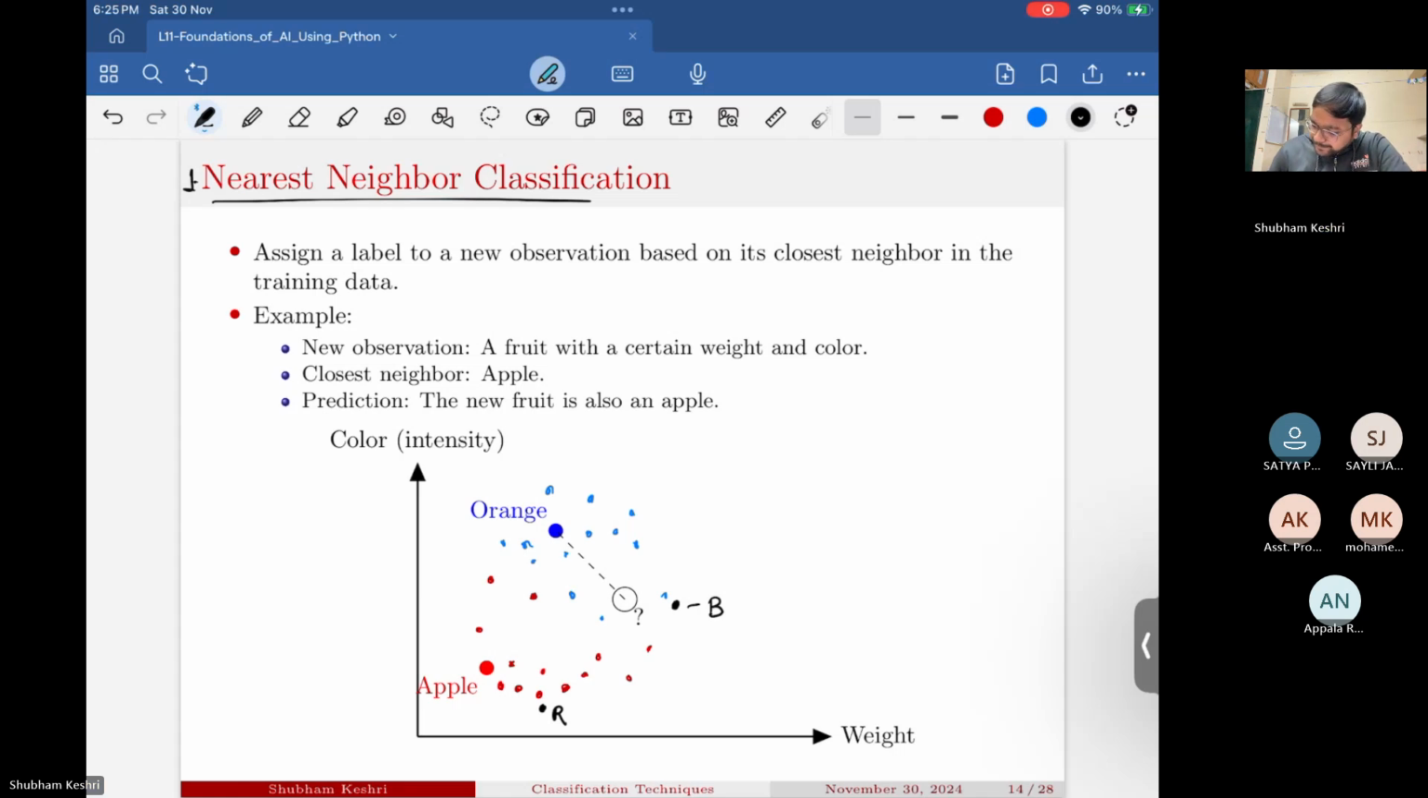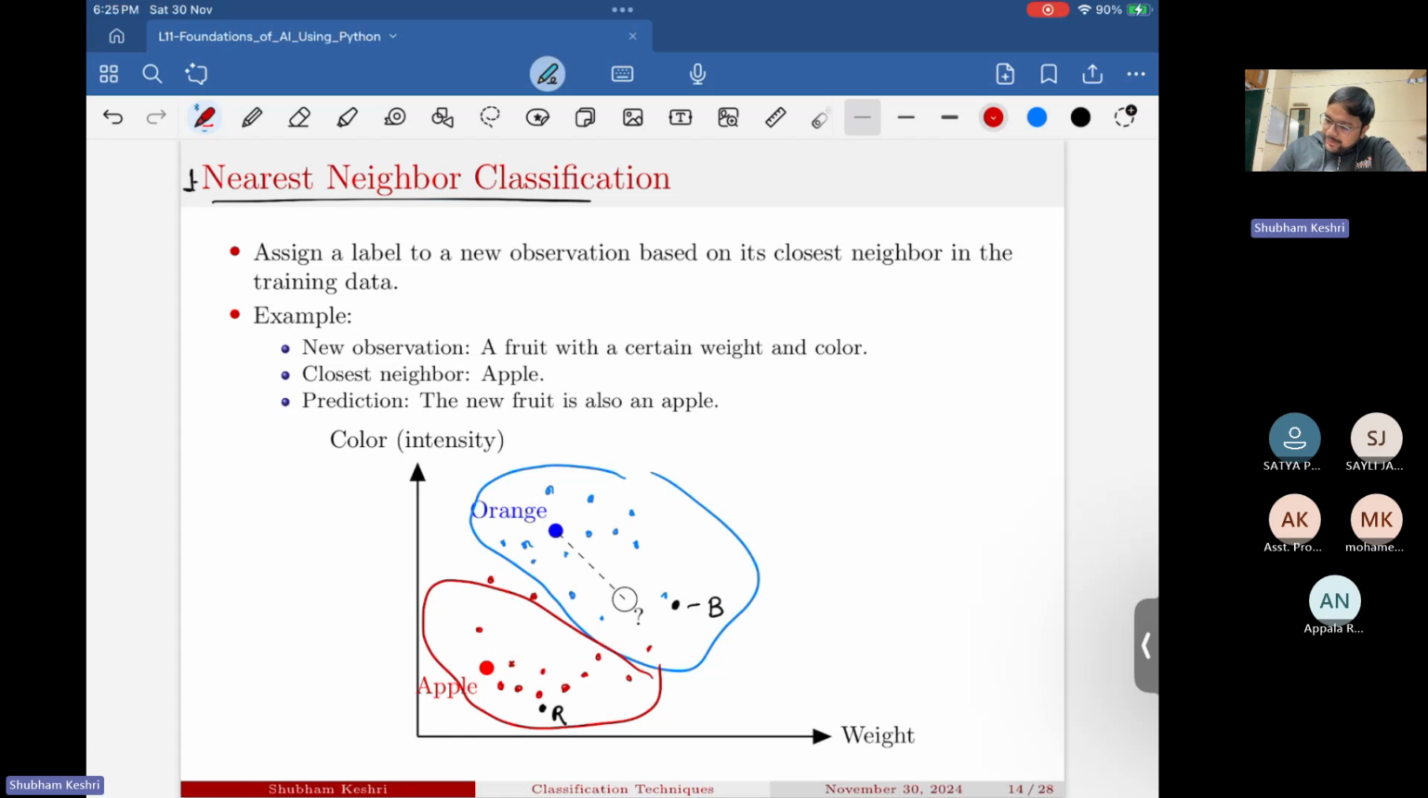For example, for this data set, you can see that the area for blue is somewhere over here like this, and the area for red is somewhere like this, right? If you get a point over here, it seems that it should be classified as blue, but its nearest neighbor is a red dot. And in such a case, it may be mislabeled as a red point. So this is one issue with nearest neighbor classification.